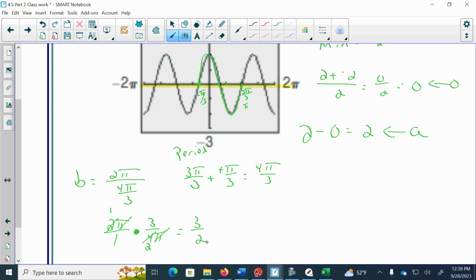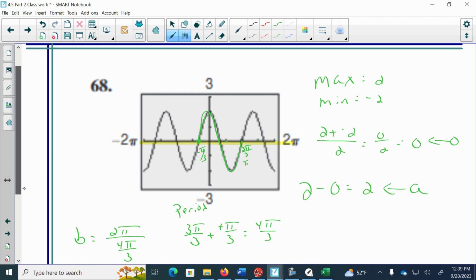and I will end up with a b of 3 halves. To find my c, I'm going to take the x value where I start and go up, so that's going to be negative pi over 3. And I'm going to multiply it by my b, which is 3 over 2. So then 3's will simplify and I'll end up with negative pi over 2.